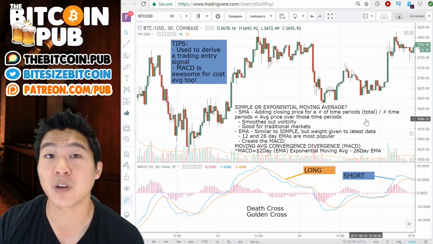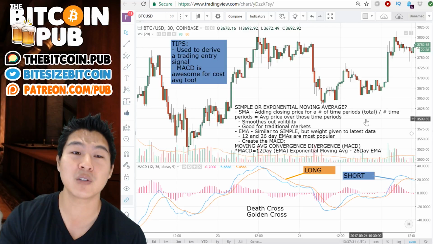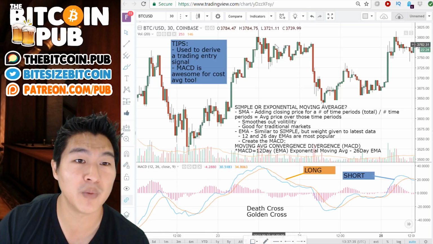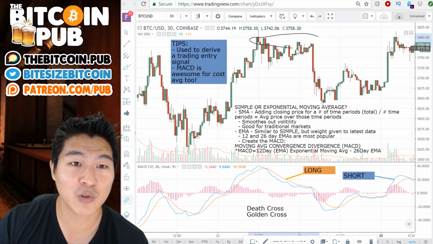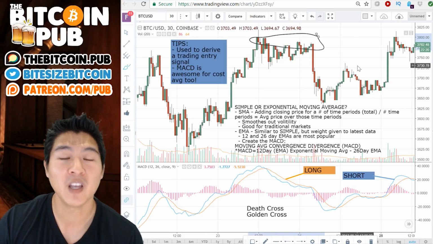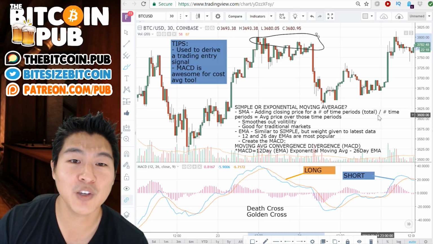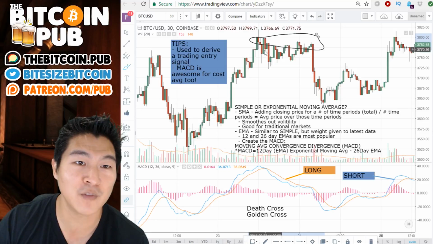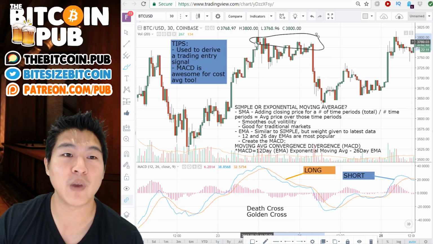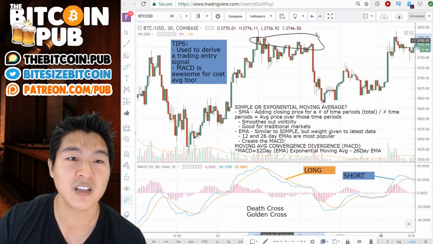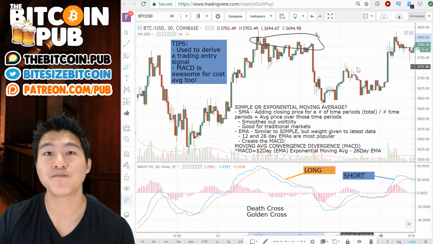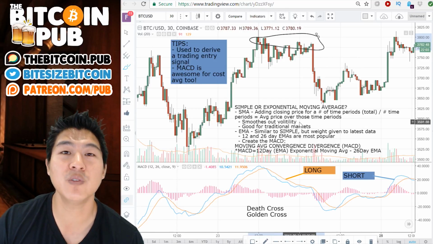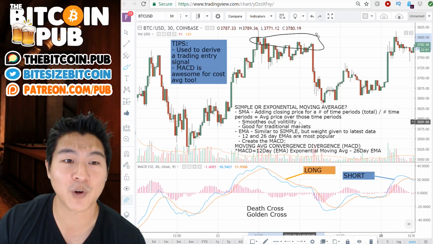A simple moving average, as you can see down here, is adding the closing price for a number of time periods. You add up all those closing prices over several time periods and divide by the number of time periods. So if there are 12 time periods here, you add up all these closing prices and then divide by 12. What a simple moving average essentially does is it smooths out volatility in the market.